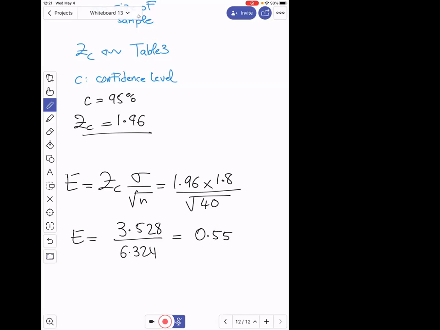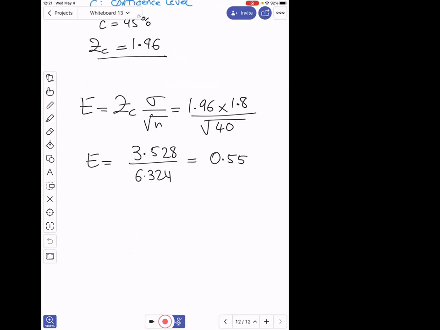Let's just write 0.557. Again, it's up to you guys. You can round your answer. That's not a problem. Is it okay if it's 0.56? Yes, it's okay, because both answers are going to be very close. Once you have your E, guys, then you can answer.